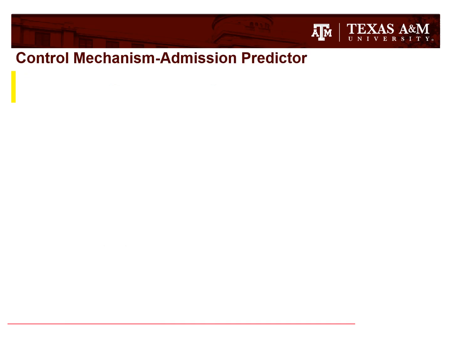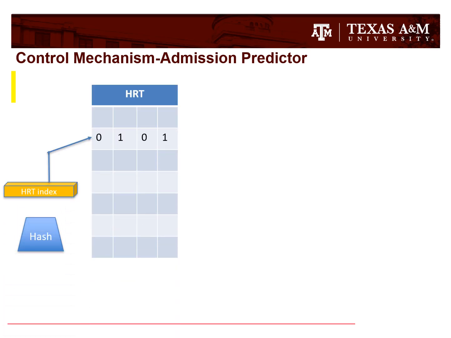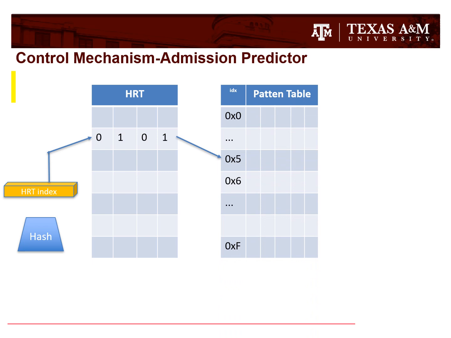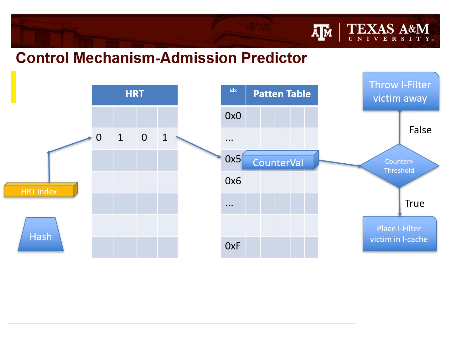Now, what is this admission predictor which decides this control mechanism? The evicted block tag is sent to a hash function which gives the index of the history register table. The bits in the history register table point to the pattern table, which has a counter whose threshold will indicate when the block is to be thrown away or placed in the I cache. So, how do we update this particular HRT and the pattern table? Let's delve into the details of this.